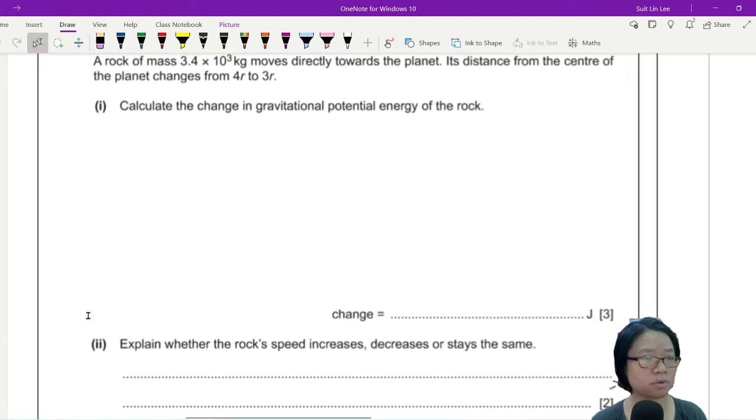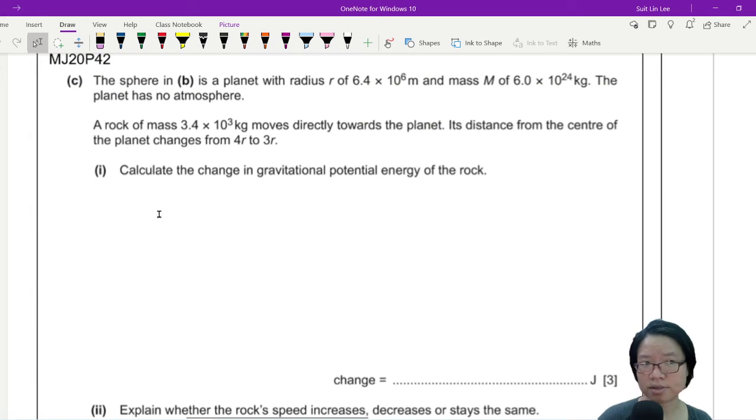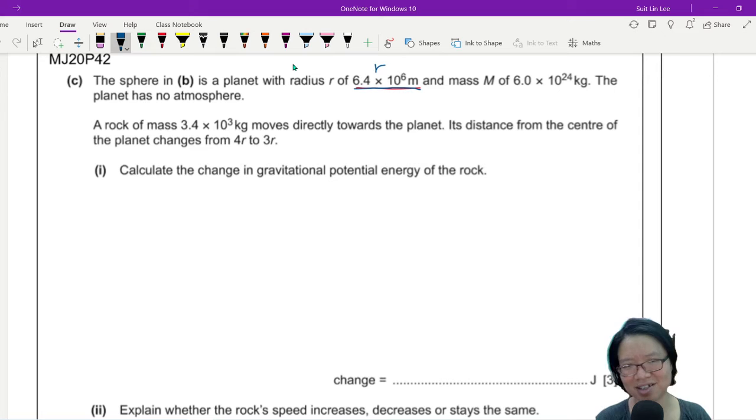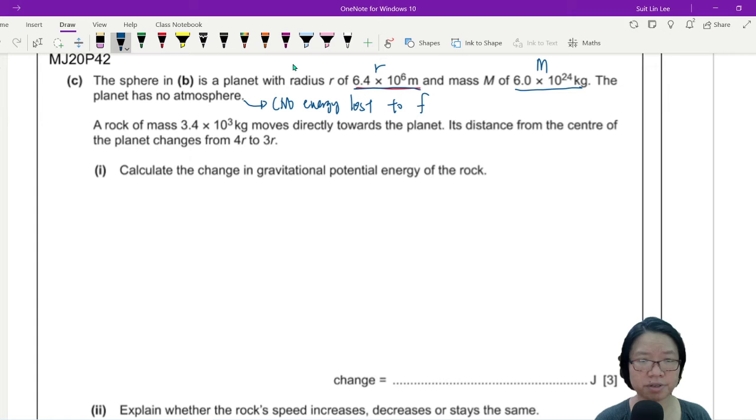Part C. Okay, the sphere that we analyzed just now is a planet with radius this much. If you do enough gravitation questions, you can immediately identify this is Earth, our mother planet. And the mass this much. Planet has no atmosphere. So if there's no atmosphere, it means there is no energy loss to friction. Whatever energy conversion, there's no energy loss to friction or air resistance.